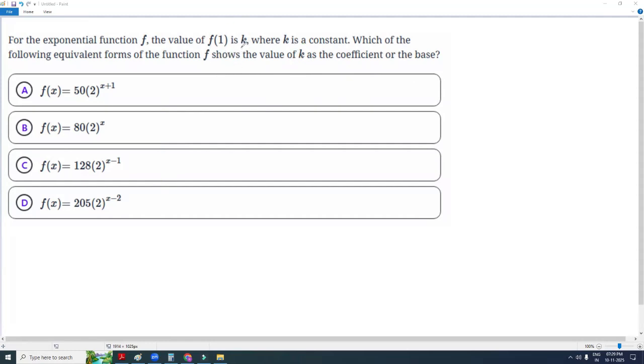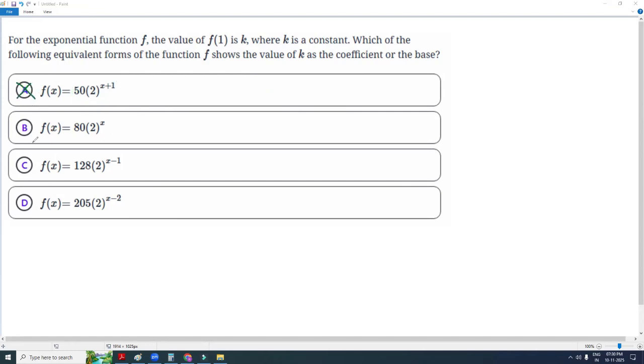To get the value of k, let's consider this information. That is, f(1) is k. So to get the value of k, we have to plug in 1 for x into the function f(x). Now let me get the value of k for answer choice A. Plug in 1 for x: we get 50 times 2 to the power of 1 + 1, which is 50 times 2 squared, which is 4, and 50 times 4 is 200. But the function f(x) over here does not show this value 200 as the coefficient or base. So we can reject answer choice A.